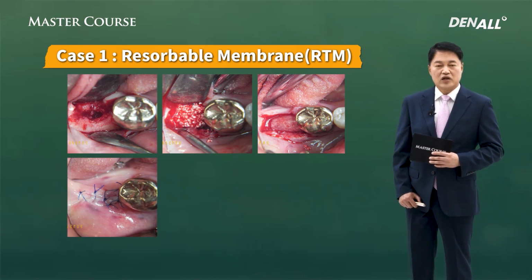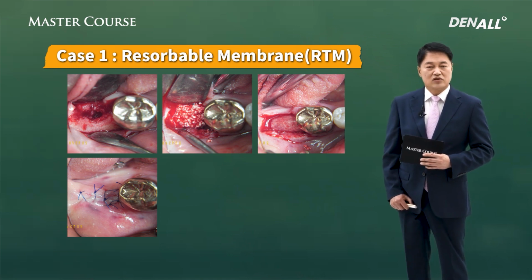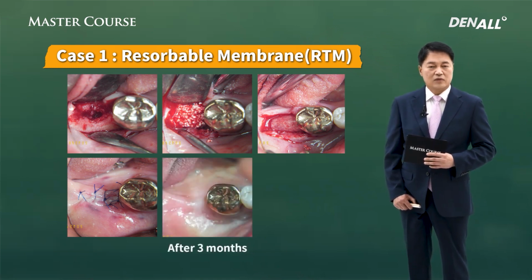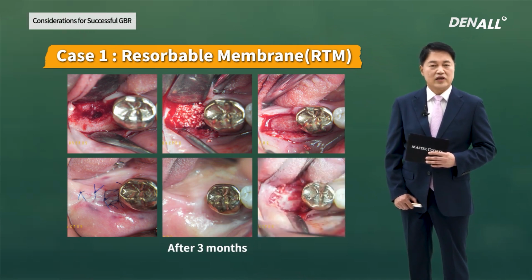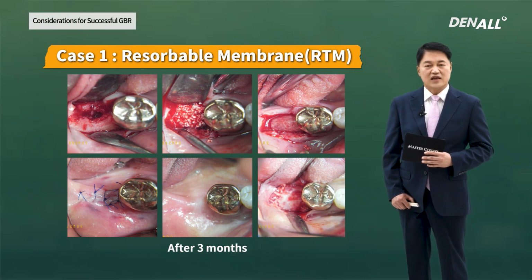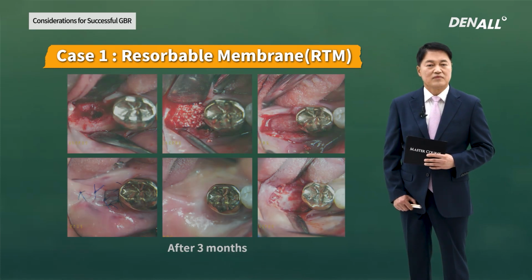Interrupted suture and horizontal internal mattress suture were used. This is after 3 months. Primary closure was nicely done, and healing is very nice. And when you open the flap, you can see that solid bone has been formed.